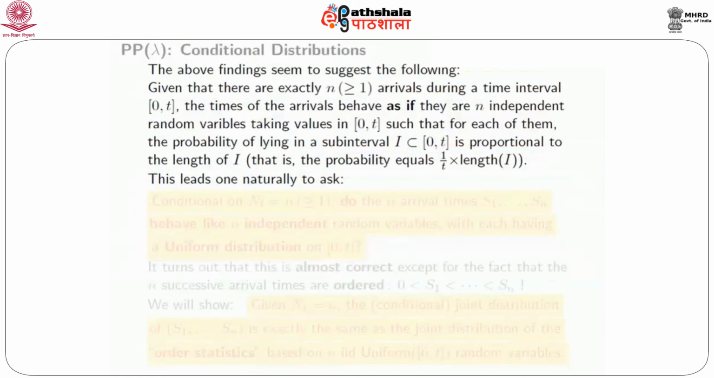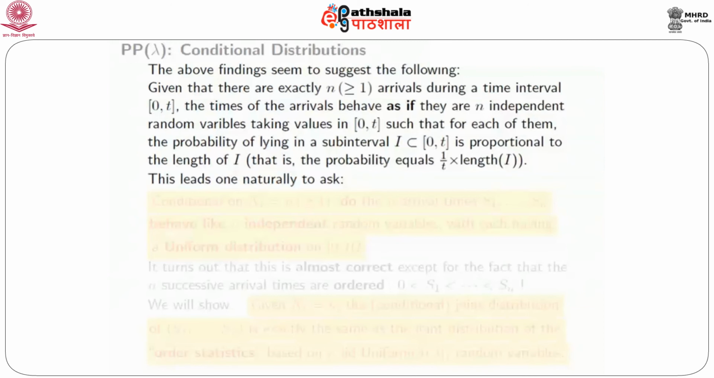The above findings seem to suggest the following. Let's try to get a heuristic understanding of this. What do all these things say? This conditional distribution. Of course, we derived them proceeding mathematically, but let's get an intuitive understanding of what they say.